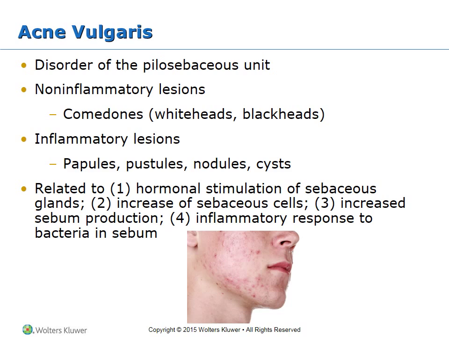You want to teach your patients with acne that they really should not be popping the acne. They should just leave it alone, maybe apply some sort of topical medication that's prescribed by a physician, making sure they wash their face every morning and night, maybe even in the middle of the day if they need to.